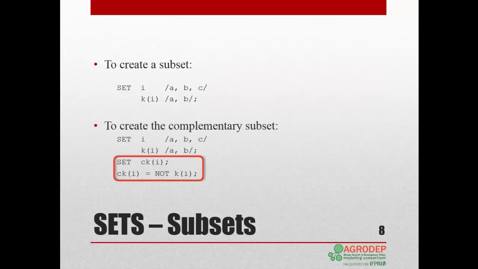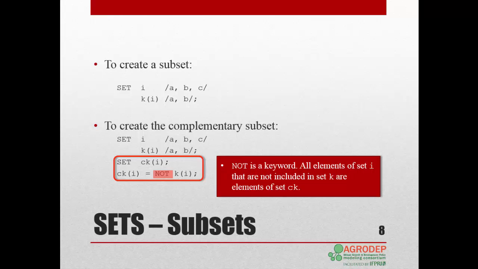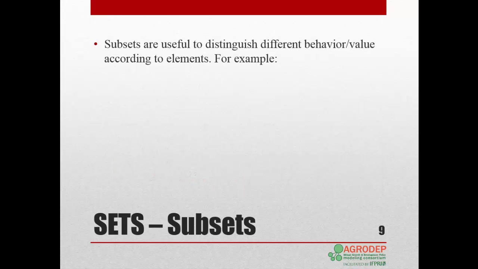We can also define a complementary subset with a single statement. First, we define the set and subset as shown previously. We add a subset CK, which contains the element of I that are not in K. The set CK is declared without element listing. Instead, we use the GAMS keyword not to assign to CK the elements of I not included in K. Subsets are useful when we want to assign different behaviors or values to the elements within a set.